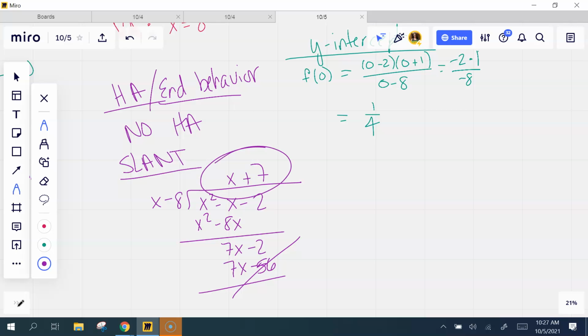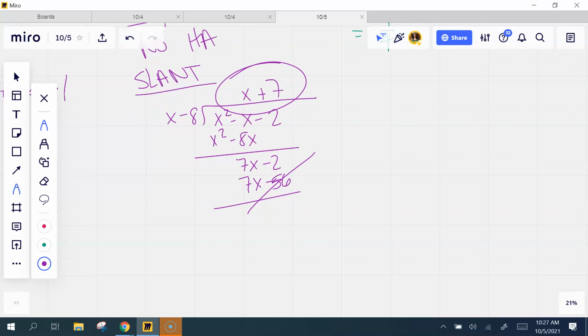What'd you get? X plus 7. So I have a slant asymptote at y equals x plus 7. What else have we talked about? Let's think about a graph for a minute.